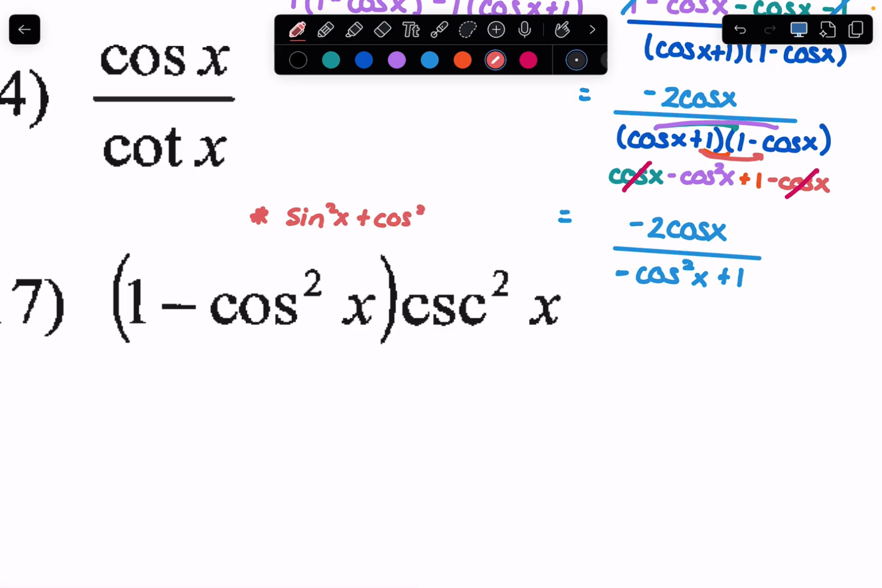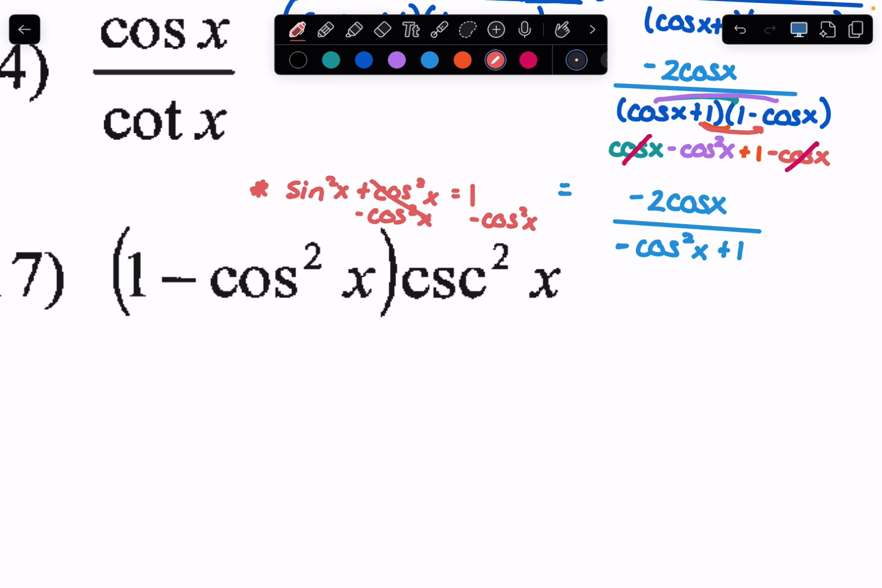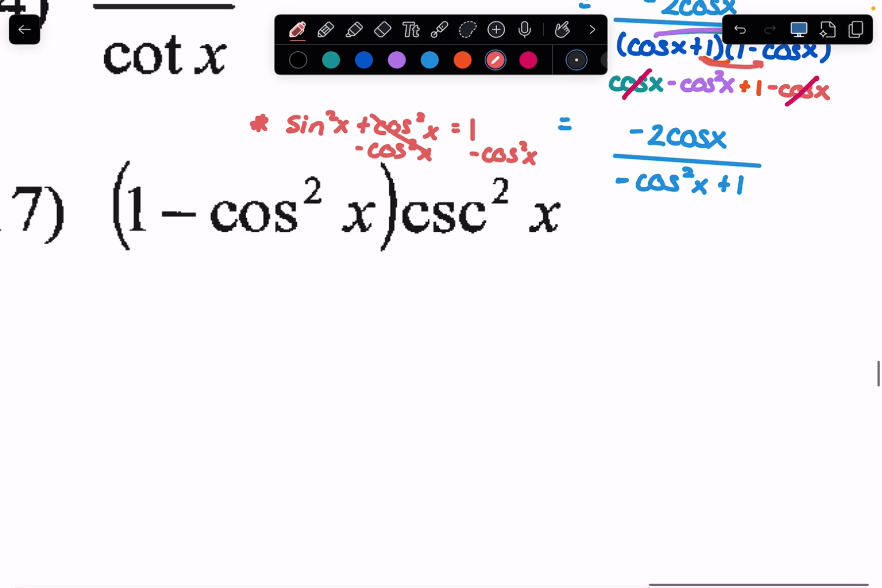You're going to look at your identities and see that if I subtracted cosine squared, what does 1 minus cosine squared x equal? Sine squared. Do you see that that's the same thing as the denominator over there? Negative cosine squared plus 1 is the same thing as 1 minus cosine squared, just written like that? Okay. So I'm going to say this is -2 cosine x, over sine squared x.